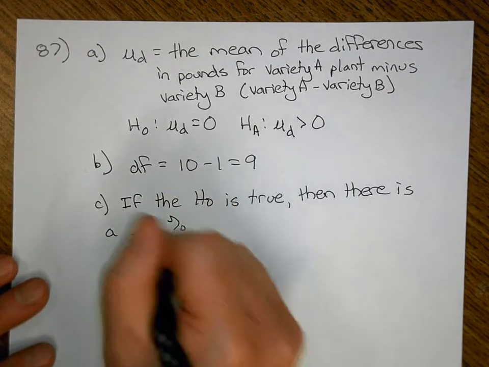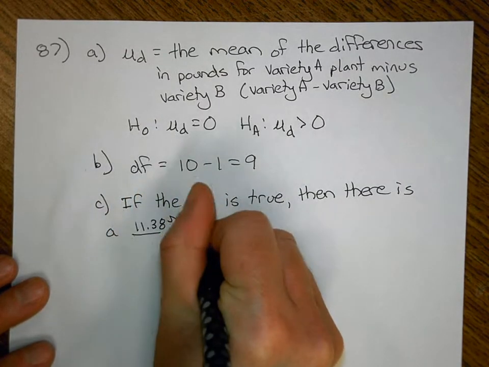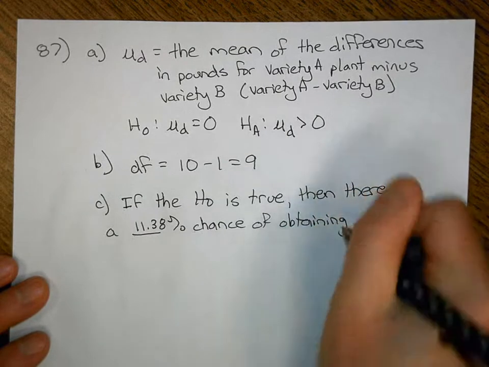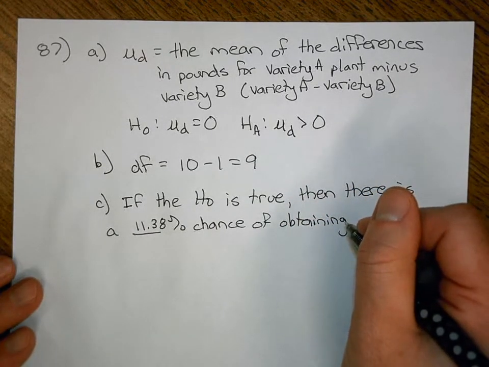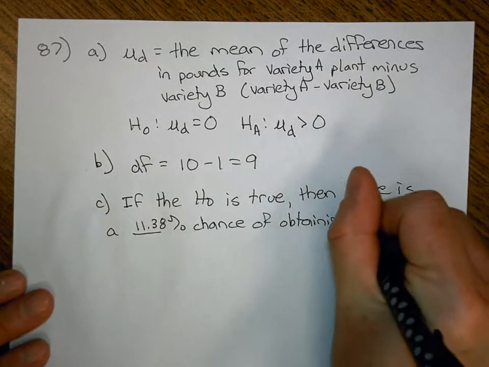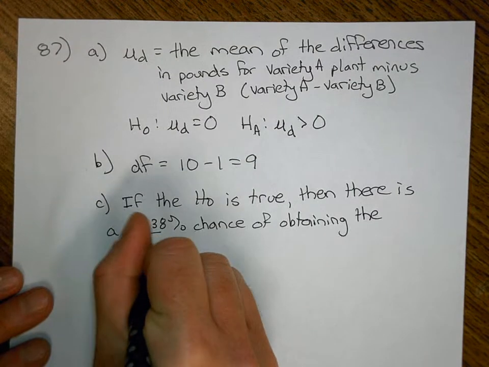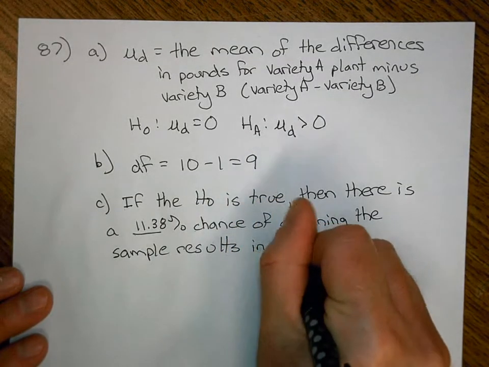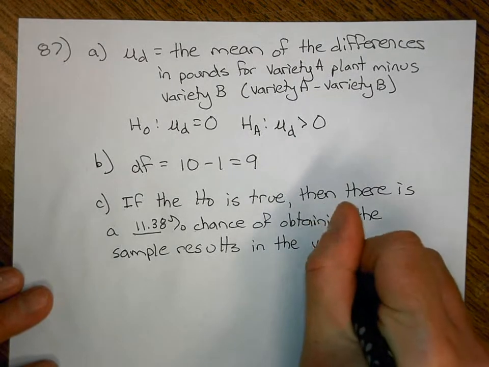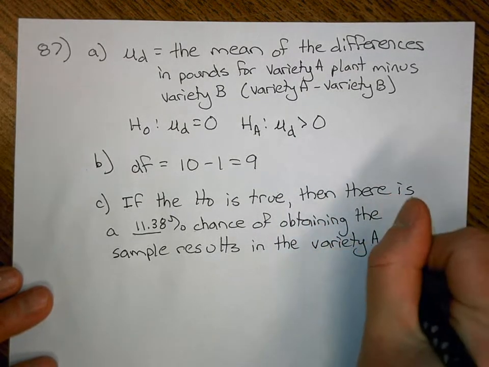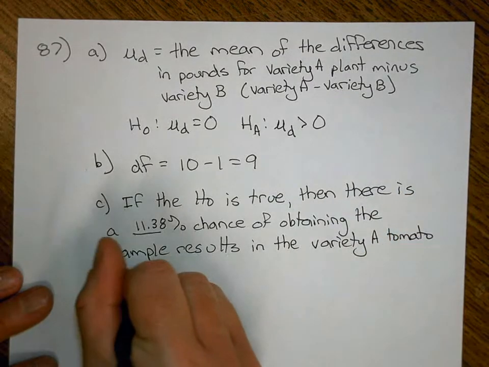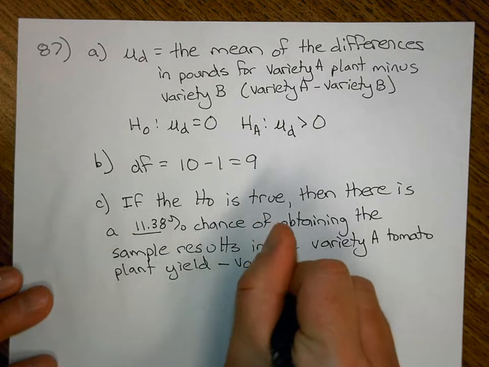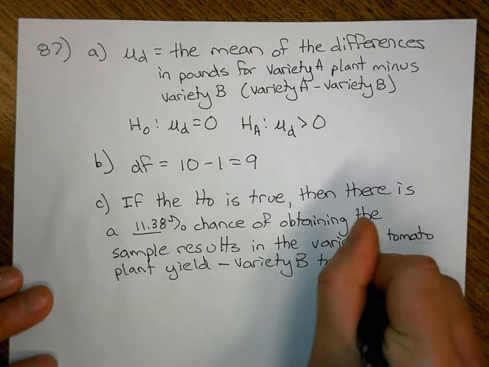Did they tell us our p-value? Yep, they did. 11.38. 11.38% chance of obtaining the sample results, because they didn't tell us what our actual values are, in the variety A tomato plant yield minus variety B tomato plant yield. I'm sure there's a quicker way to say that.